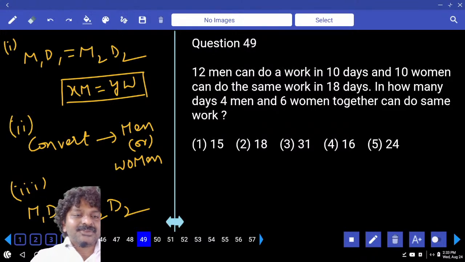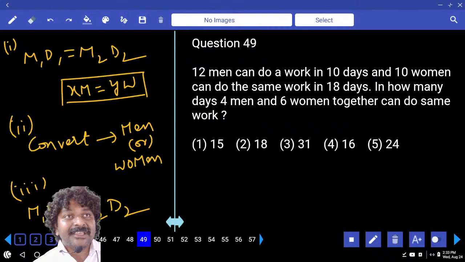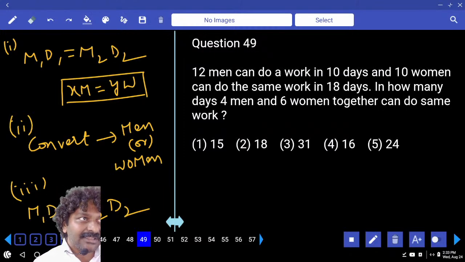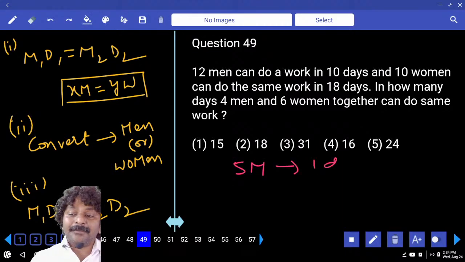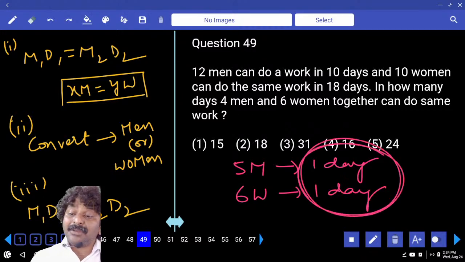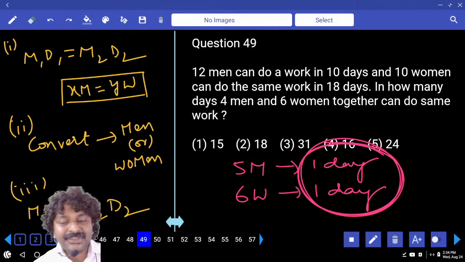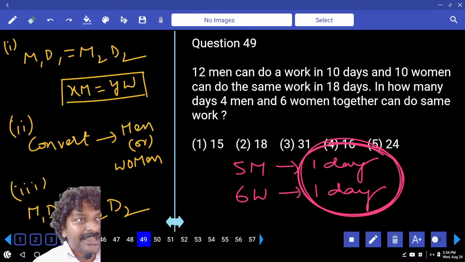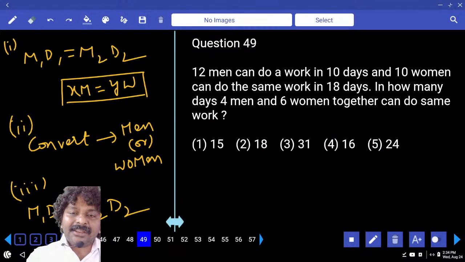To skip the first step, what you can do is make the number of days for men and for women the same. Then efficiencies become equal. That means if 5 men can complete the work in one day, 6 women also can complete the work in one day. Because we have the same number of days, can we say 5 men efficiency is equal to 6 women efficiency? Yes. Otherwise you'll have to use M1 D1 M2 D2.